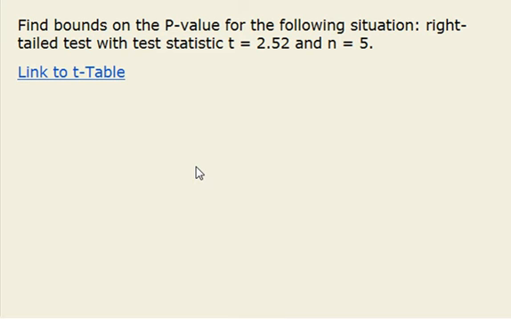When we have n equal to 5, that means that our degrees of freedom would be 4 because we use n minus 1. So we're going to want to go to the t-table and look in row 4 for 2.52 and just find where it lies in that list of numbers because it's not going to be there exactly.